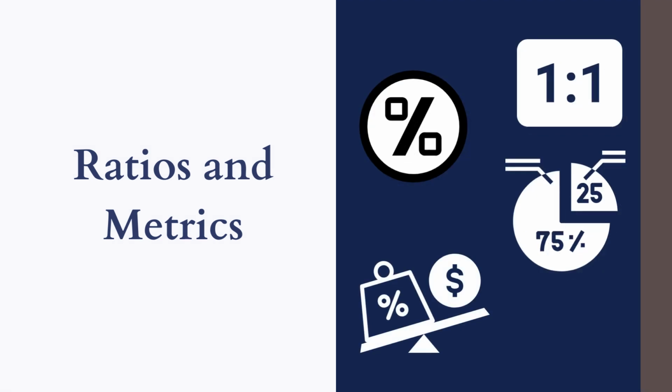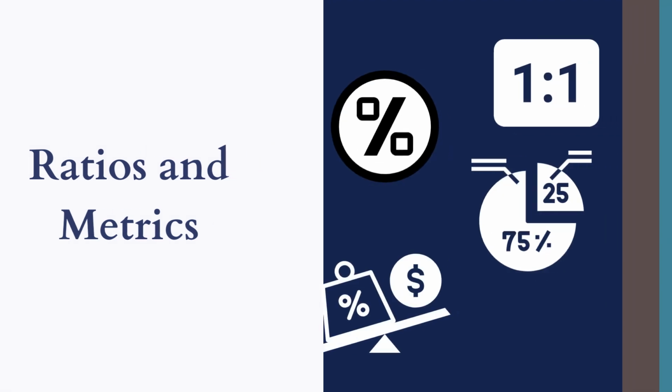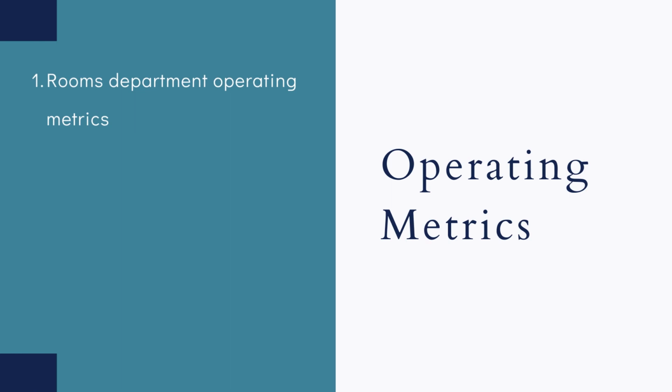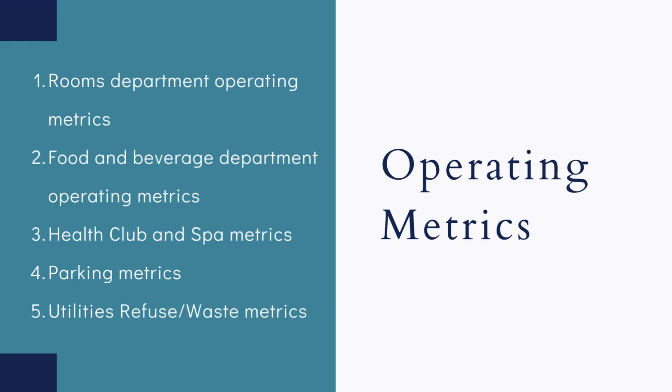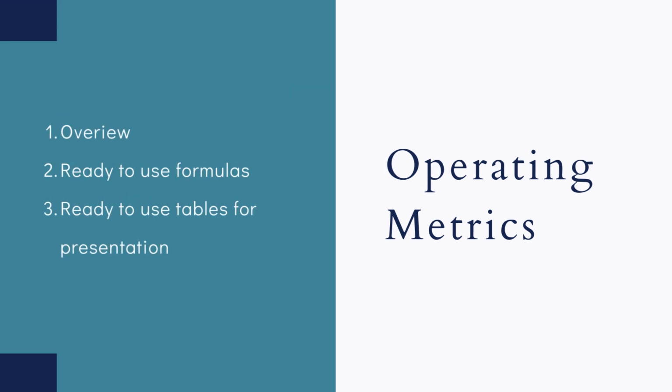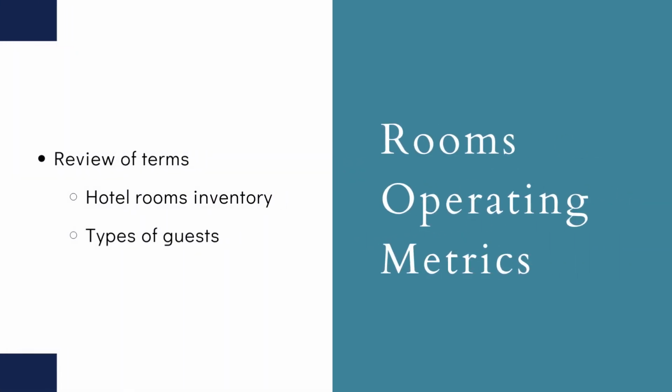In Part 3, the USALI guides us through 5 pivotal categories of operating metrics related to rooms department operations, food and beverage department operations, health club and spa, parking, and utilities, refuse, and waste metrics. The scope of this course will provide you with a general overview of what you will find here and how it can be used. Let's begin by delving into a few illustrative examples from the Rooms Department Operating Metrics segment.